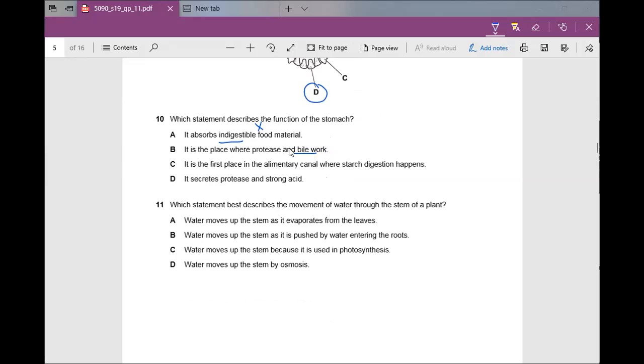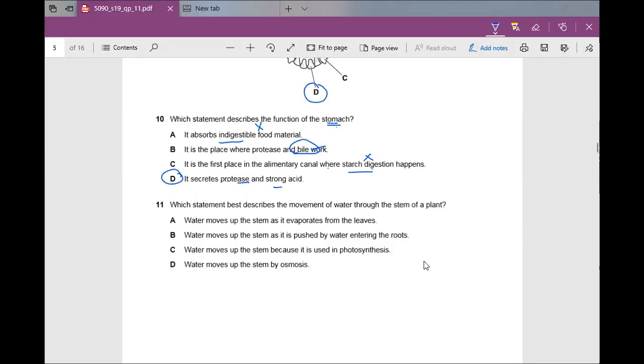Bile work, in the second option it is written bile is a function of a liver, so this is not about stomach. It firstly plays in the alimentary canal where starch digestion takes place. Stomach is only for protein digestion. It secretes protease and strong acid HCl. Right? Protease digests protein.